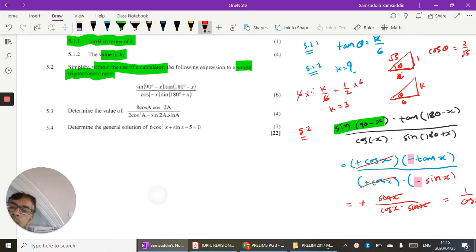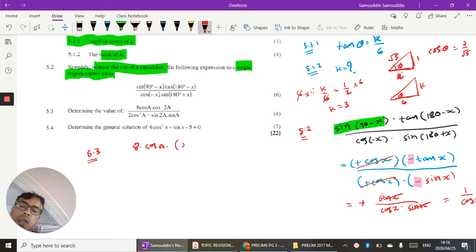Now 5.3, determine the value. So that means if I simplified it, I might get some value, or 2 or 3 or 5 or 1. So they are telling me the function will go away. So first thing I'll say 8 cosine A, cosine 2A.